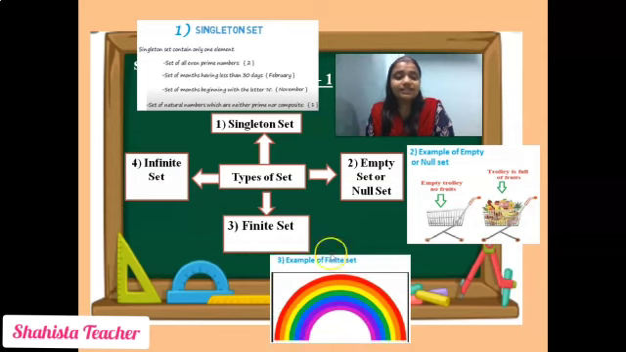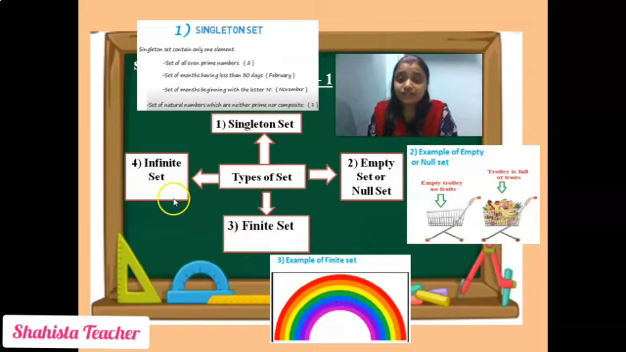See here, the 7 colors of the rainbow. We can count this rainbow's colors now. Yes, so here 1, 2, 3, 4, 5, 6, 7. We can easily count all the 7 colors. So it is a finite set. The 7 colors of the rainbow is an example of a finite set.